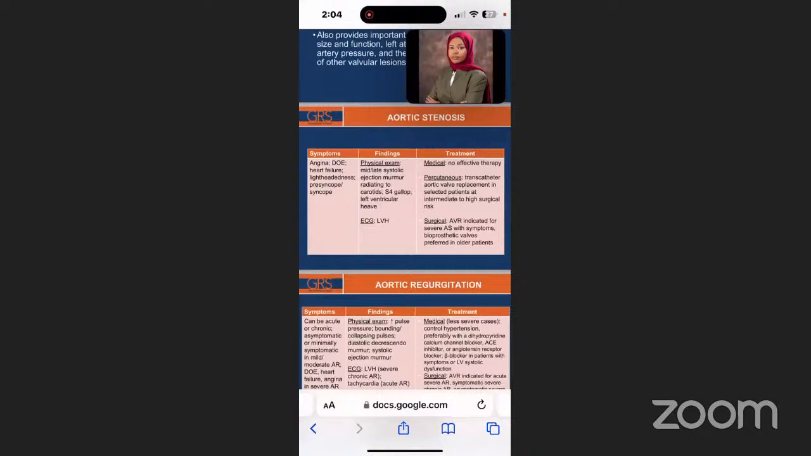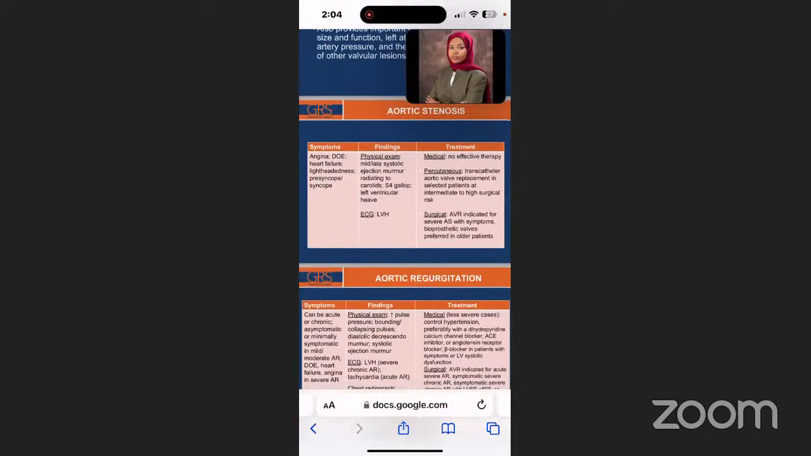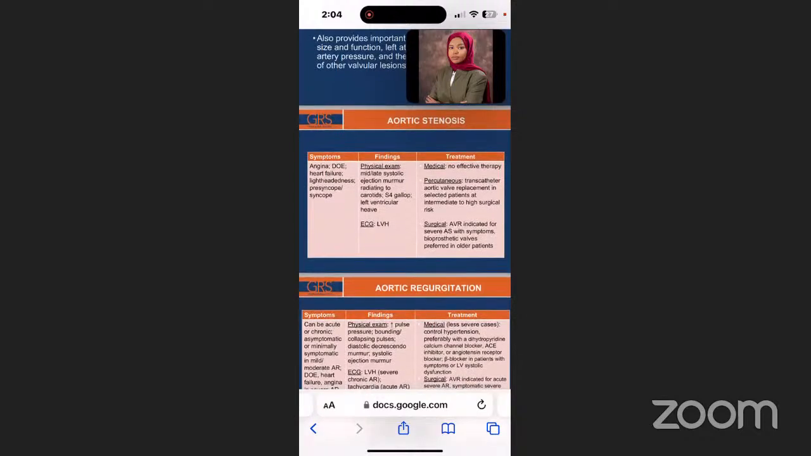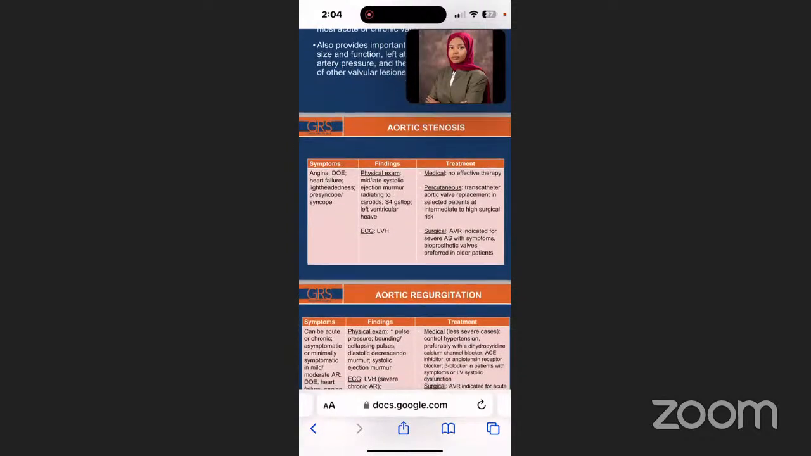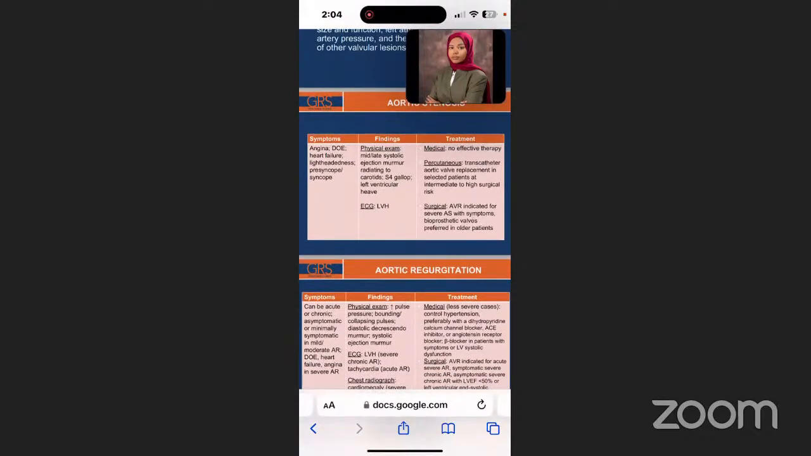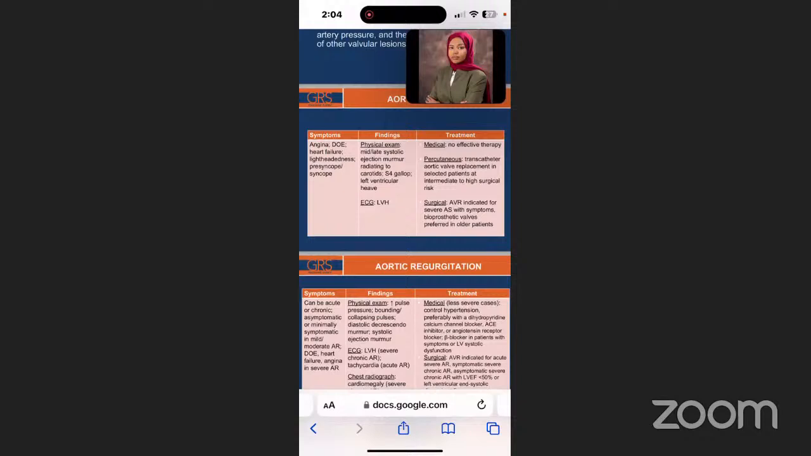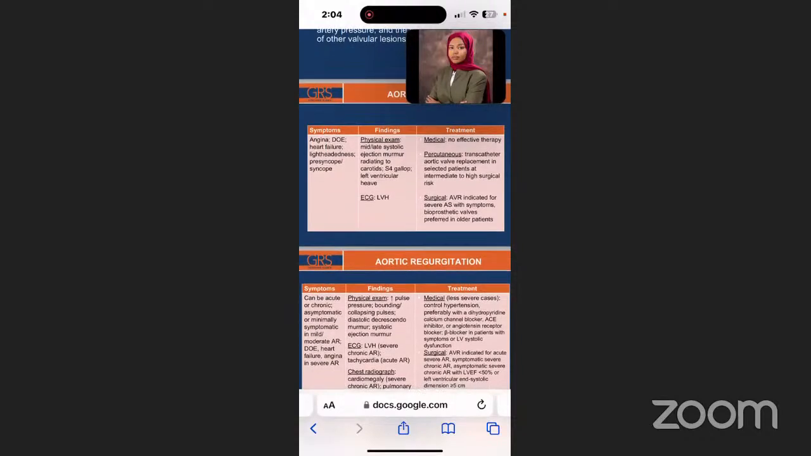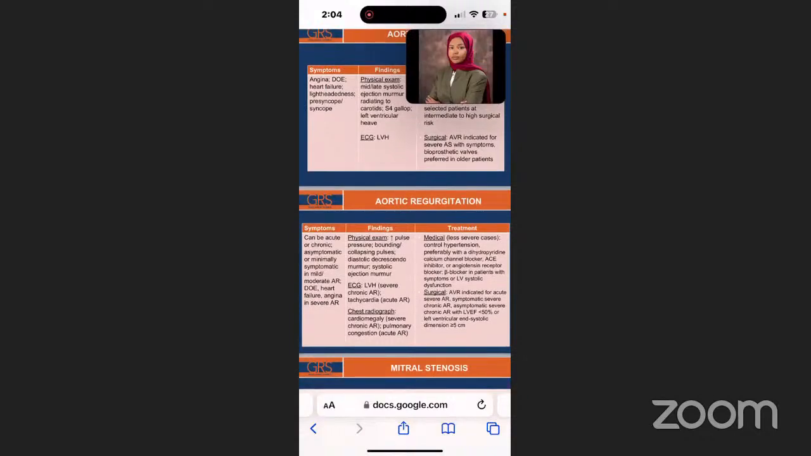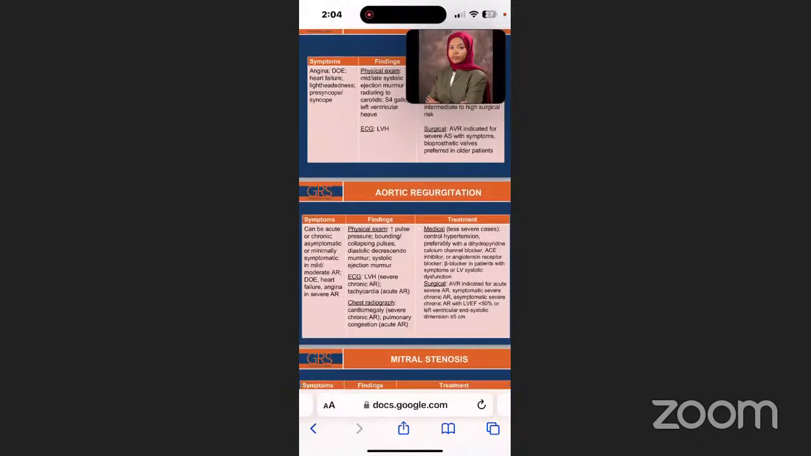For aortic stenosis, we have medical and surgical treatment. Medical treatment is not effective because, as we said, aortic stenosis is a very severe form of valvular disease. So we go for surgical procedures, either percutaneous or surgical intervention. For the percutaneous approach, we go for transcatheter aortic valve replacement. The surgical option is indicated for severe aortic stenosis or symptomatic patients, with a bioprosthetic valve preferred in older patients.